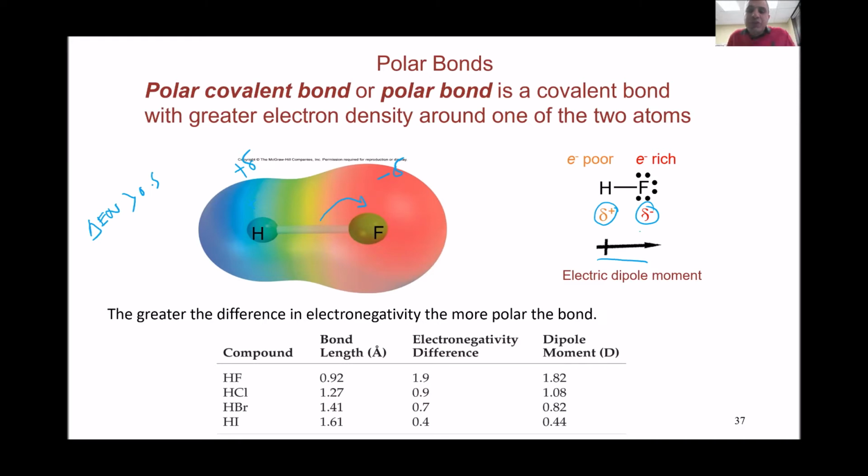The magnitude of the dipole moment that will form in this case is going to depend on the electronegativity difference as well as the length of the bond. So the more electronegativity difference in case of hydrogen fluoride is going to result in a larger dipole moment in comparison to the less electronegativity difference in case of hydrogen iodide.